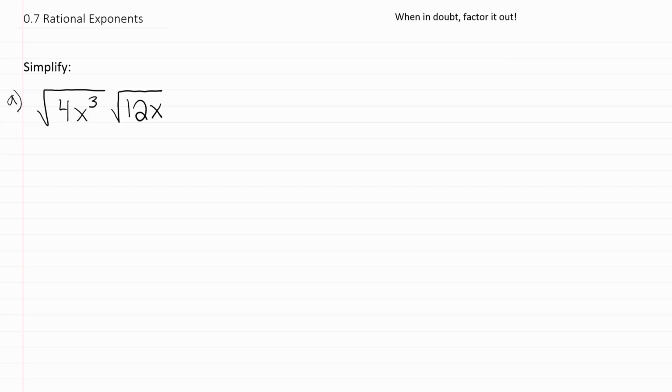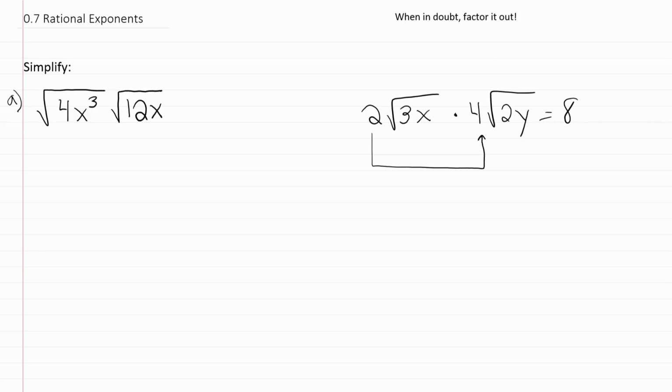The rule is simple. If I had something like 2 times the square root of 3x times 4 times the square root of 2y, we multiply the coefficients in front, or the numbers outside, together. So that would be 2 times 4, which is 8. And then we multiply the inside pieces, the pieces under the radical, together. So we'll have 3x times 2y, or in other words, 6xy under the radical. And that's how you multiply radicals.